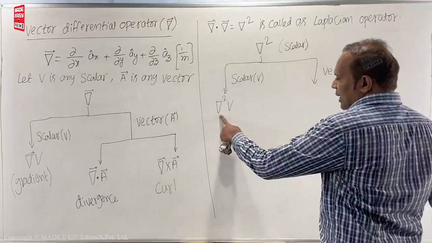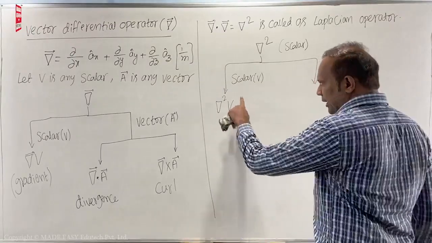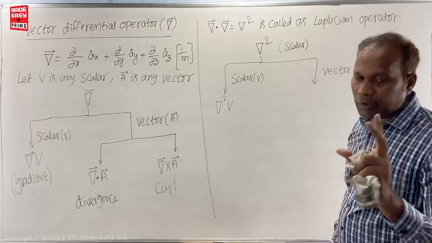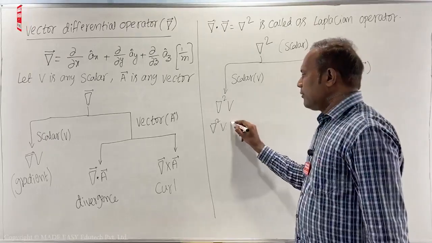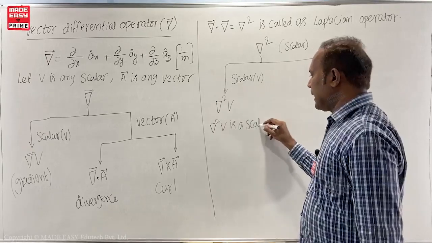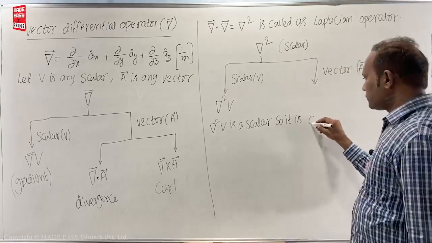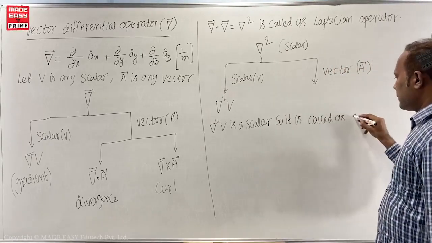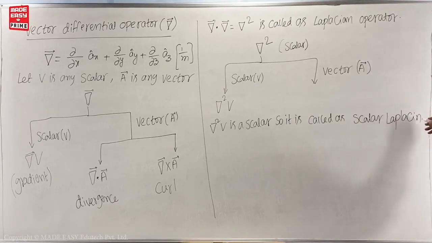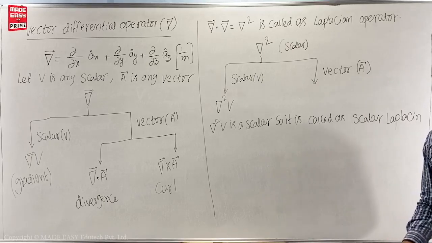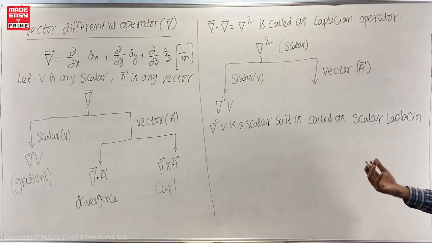So it is called Laplacian operator. If you operate this Laplacian operator to the scalar, then result is also scalar. That is why it is called as a scalar Laplacian. So del square v is a scalar. So it is called as scalar Laplacian operator. If you don't have much patience, there is no need to say operator, simply call it Laplacian.